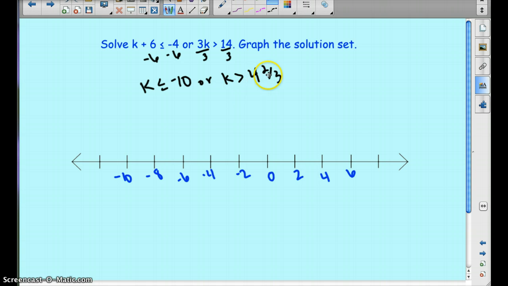So k is greater than 4 2/3, so it's going to be an open circle. I'm going to go this way to the right. Or k is less than or equal to negative 10, so a solid circle, going to the left. So notice there's no intersection here. The arrows go opposite directions with an "or".